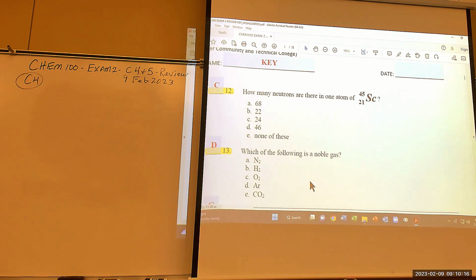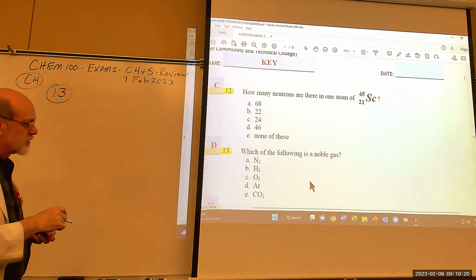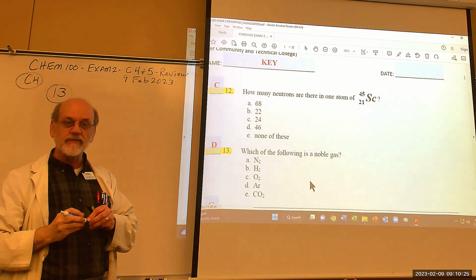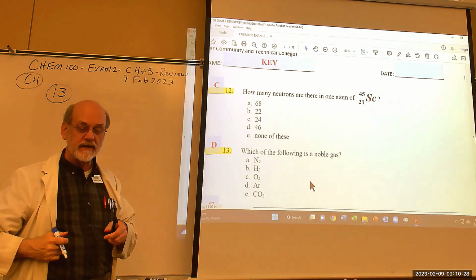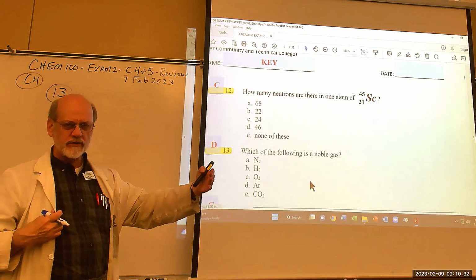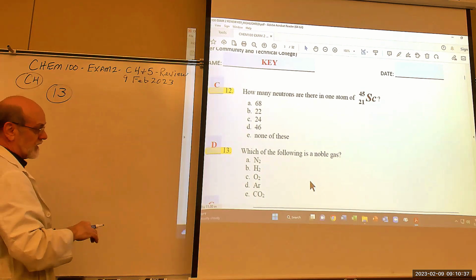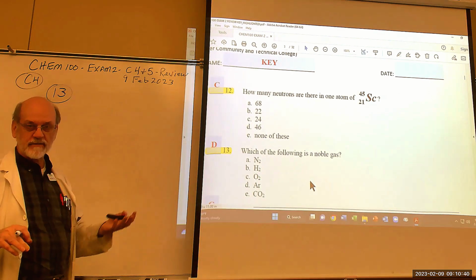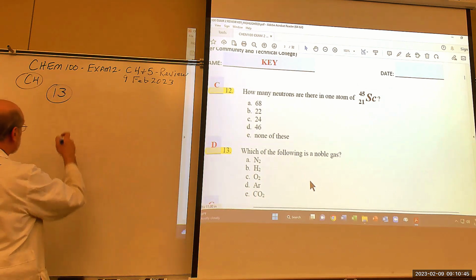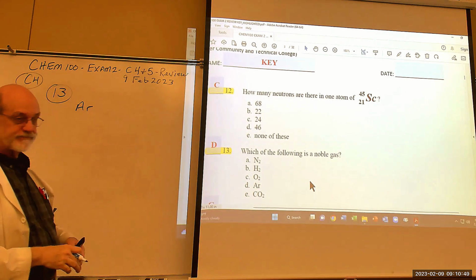Number 13. Which of the following is a noble gas? This is like that one we had for the alkali metals. You have to know where the noble gases are located in the periodic table. The far right column, farthest one to the right. Those are all noble gases. So you just compare. And if you don't already know, if you don't have your noble gases memorized as a group, then you look down through there and you're going to find that argon is the only noble gas in that bunch.